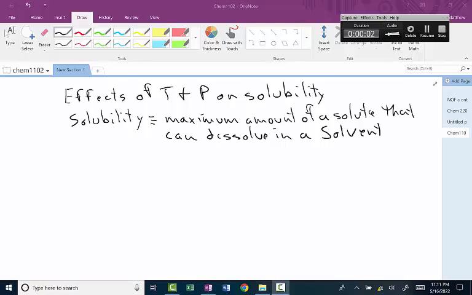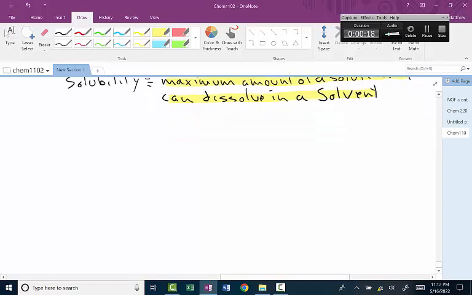This video is on the effects of temperature and pressure on the solubility. We're going to look at the solubility of a solid first. And the solubility is defined as the maximum amount of solute that can dissolve in a known amount of solvent.